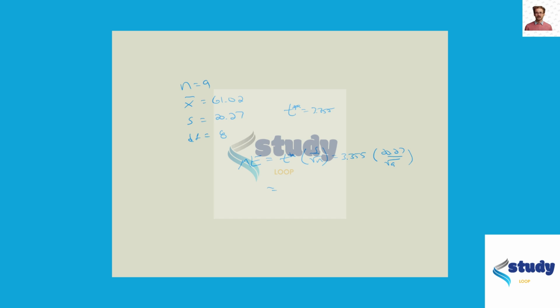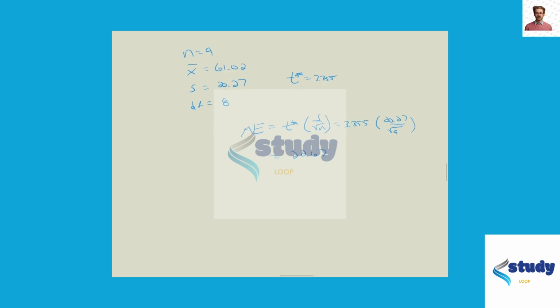So we'll have 3.355 times the standard deviation over the square root of 9, which is 3. We get about 22.67. I'm going to keep full answers in the calculator though, as it's instructing.